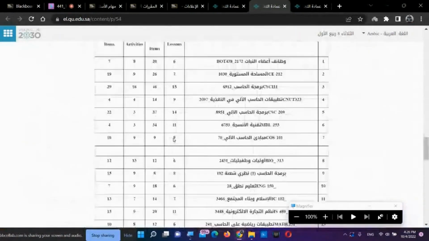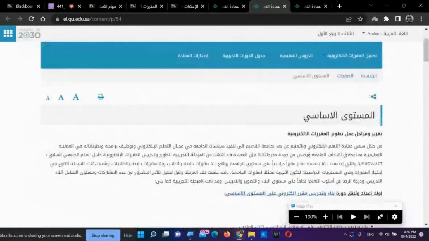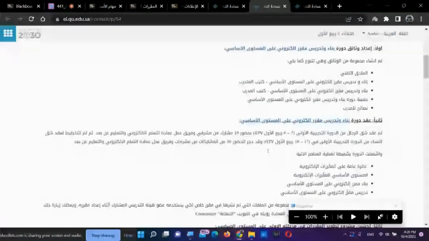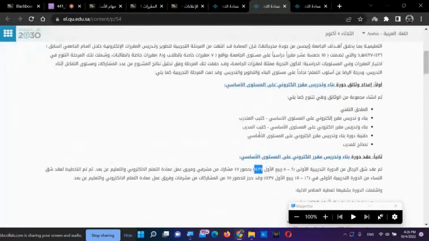When did we start working on this basic level? If we look at the dates, we'll find that the date is 1436-1437 Hijri, right? So it's been a while. 1437 is the first training course. So check what year we are in now and count the years. This system of building and teaching courses at the basic level has been around for a while. Is that clear? Great. And this is the presentation that was made and presented.